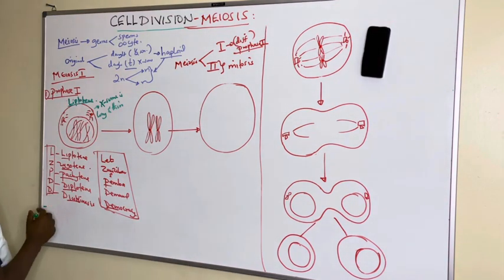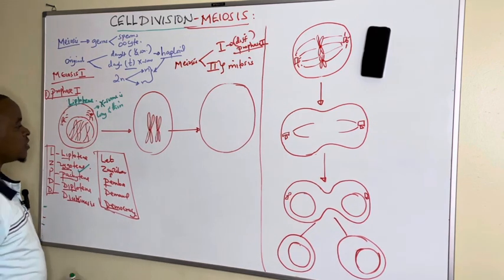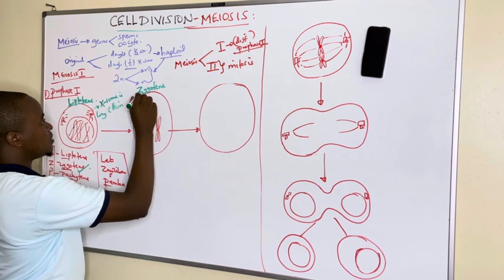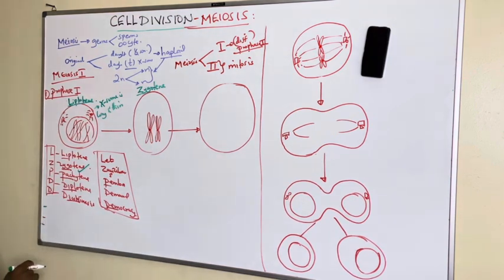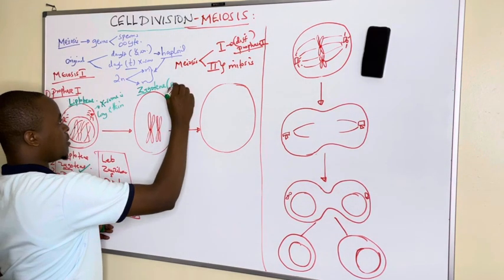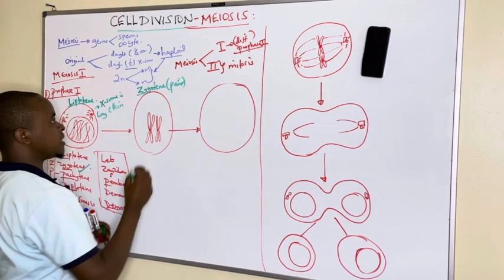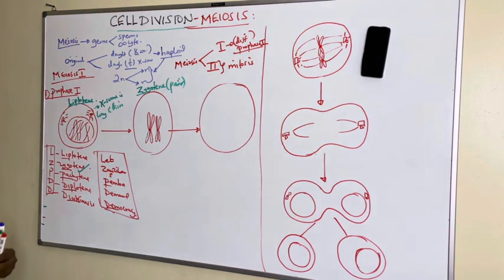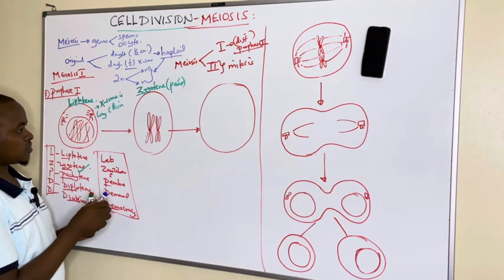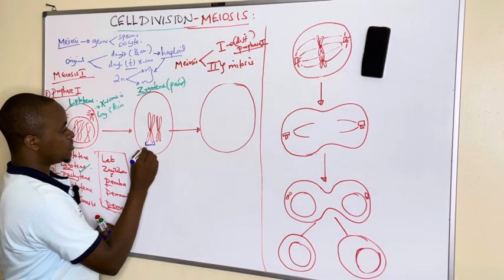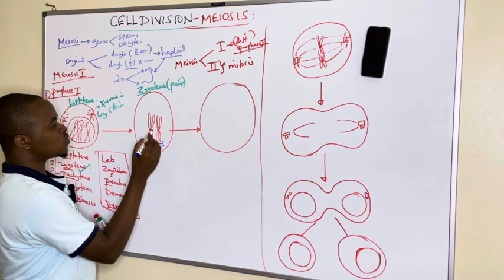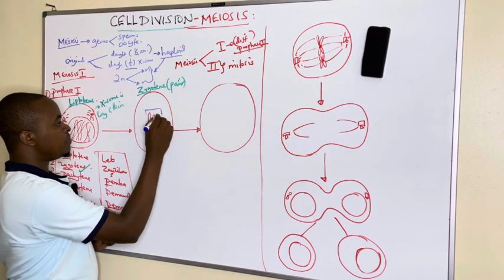And after leptotene stage, it drives us into zygotene, and under zygotene stage, zygo is a Greek word which means pairing. That is what zygotene means. So under zygotene, we are going to see the sister chromosomes. This is the first chromosome, this is the second chromosome. So the sister chromosomes pair up. They pair up.